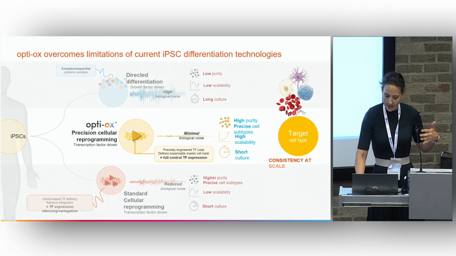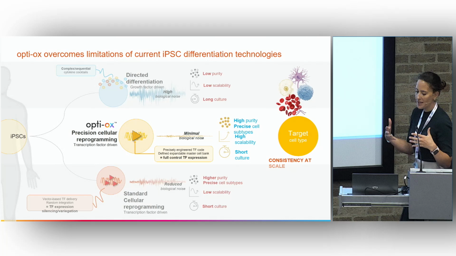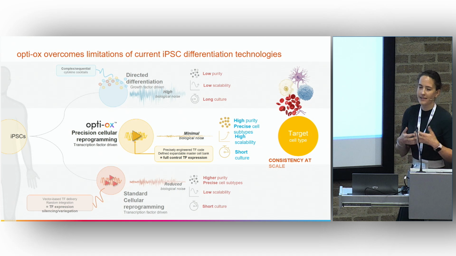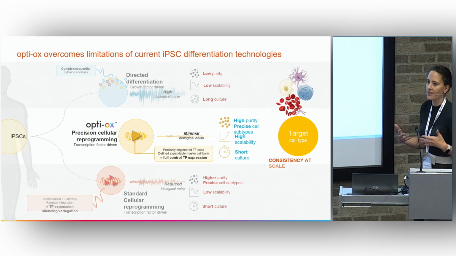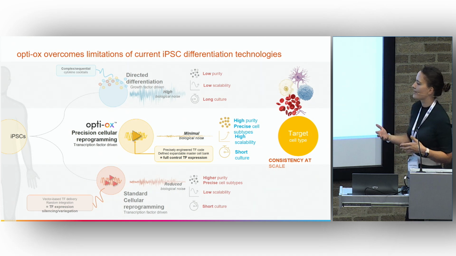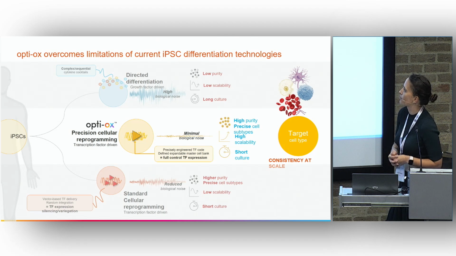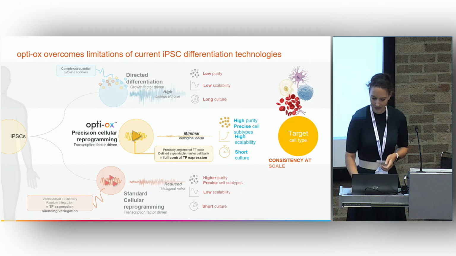But how does this help? Well, by doing this, we get a greater precision over what we need to generate. This also helps with the scalability. So with our system, we don't see silencing that you may see with other methods to deliver transcription factor-specific reprogramming. And then, of course, we have the benefit of a shorter culture period time.